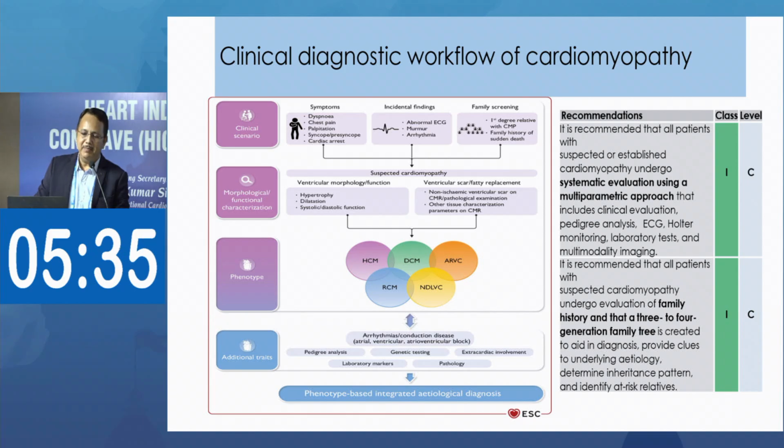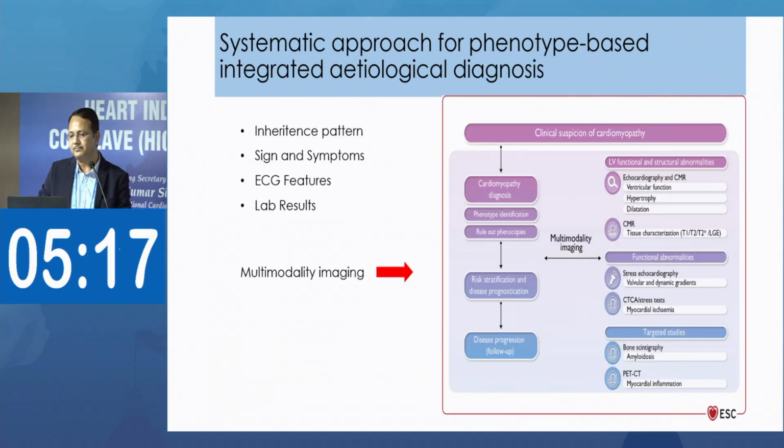So presentation will be either arrhythmogenic or heart failure. Systematic evaluation using a multi-parameter approach is class 1, level of evidence C. And family history, for 3 and 4 generations of the family tree, is important to establish the diagnosis.